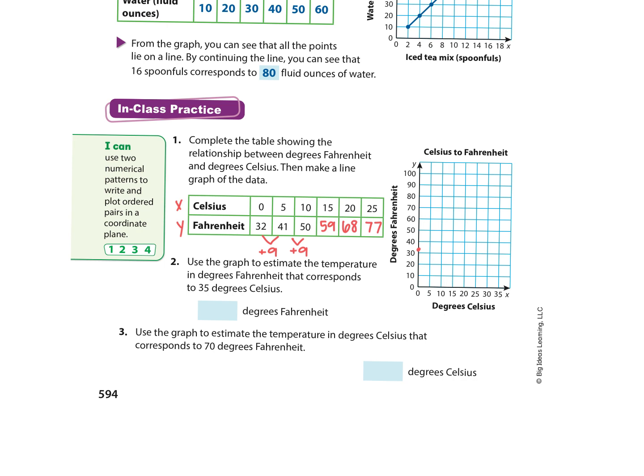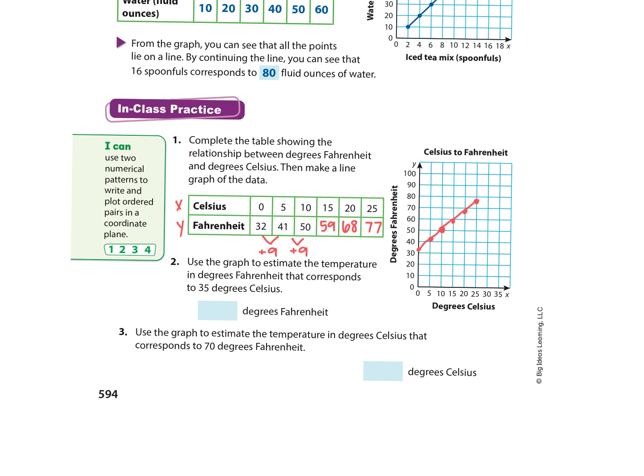Same thing for the next one. I go over 5 up to 41. So I'm going to put it just above the 40 line. For 10, it's exactly on 50. For 15, it's 59, so it's going to be just below 60. 20 degrees Celsius is equivalent to 68 degrees Fahrenheit, so it's going to go a little bit below 70. And then 25 should be at 77, so about right here. And I want to connect these points.